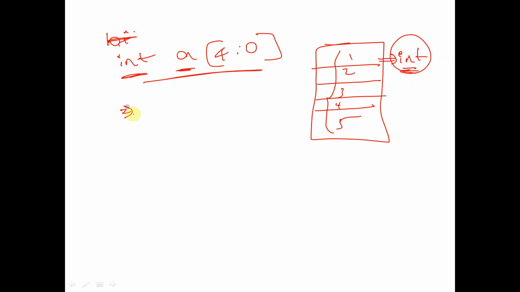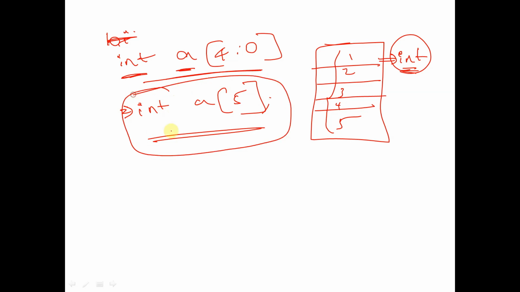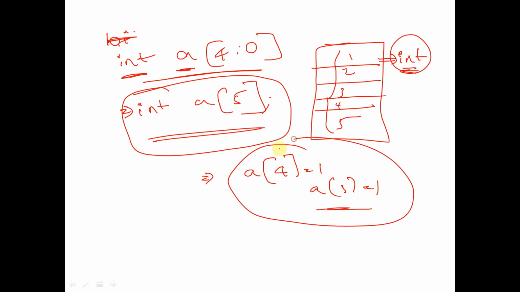and we can also represent int a of 5 simply. So this is another type of representation. No need to represent 4 down to 0 or 0 down to 4. SystemVerilog gives us flexibility to represent the arrays like this. Int a of 5, so it will create an array of 5 locations. And if we want to assign any value to any of the locations, we can write a of 4 is equal to 1 or a of 3 is equal to 1. This is how we can declare a fixed size array.